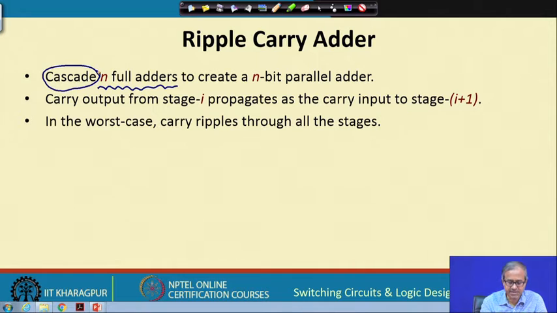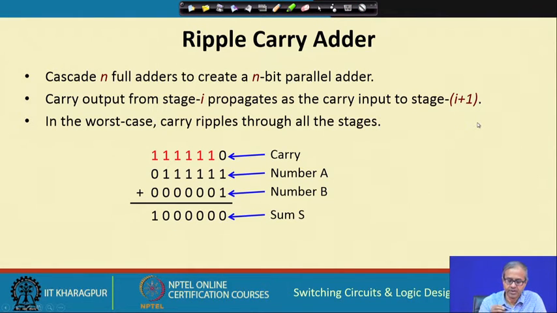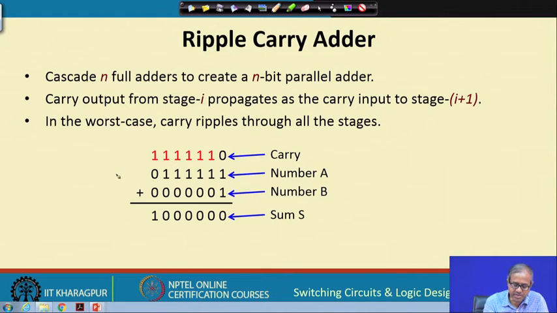and the connection should be such that the carry output from a particular stage, let us say the ith stage, must be applied as the carry input to the next stage. This is how we do addition by hand. So, in the last lecture we took an example where the carry can ripple through all these stages during addition. So, let us show that example once more. So, if we have two numbers like this that you are adding, so initially there is no carry, I am assuming 0.